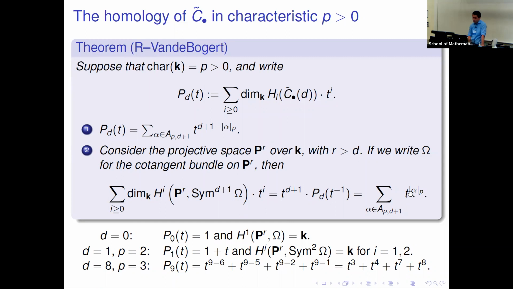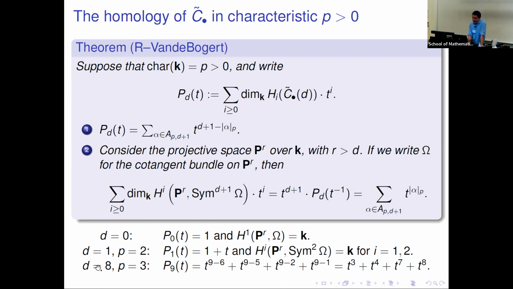There's one contribution to cohomology for each p-adic expansion with digits 0 or 1. Okay, and I wrote down some examples. So if d is equal to 0, that's a complex that's just one vector space, k in degree 0. Of course, the homology is one-dimensional. And the geometric counterpart of that is just that the cotangent sheaf has only one cohomology in degree 1. Now for d equals 1, if you look in characteristic 2, you'll get this polynomial 1 plus t, which translates into the fact that the symmetric square of this cotangent sheaf has two cohomology groups in degree 1 and 2.